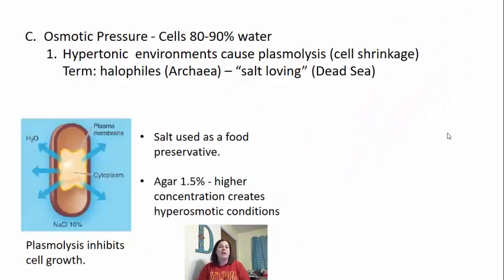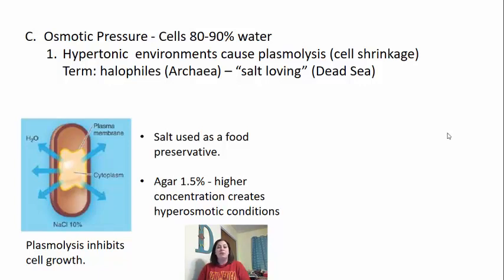The next thing we want to look at is osmotic pressure. Cells are composed of mostly 80 to 90% water. So the water content around them is very important because we talked about in a previous chapter the movement of water. Remember that water likes to move from high to low. And so if conditions are altered or different from what the inside of the cell is, water will either move into the cell or out of the cell.